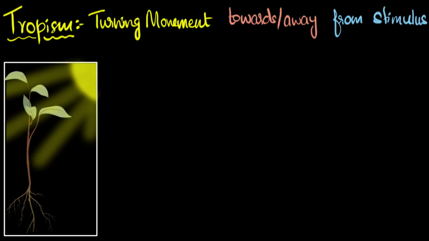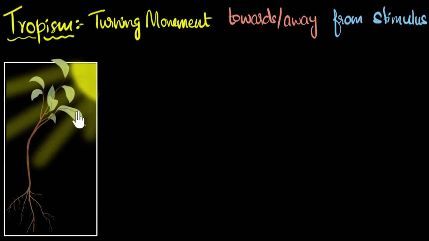If you take a plant and keep it in sunlight, you will see as time passes by, the plant will grow and the shoot will start bending towards the sunlight. This is tropism because notice the plant is moving, it's a kind of turning movement. It is moving towards the sunlight. So sunlight becomes the stimulus. So this is tropism. Similarly, if you look at the roots now carefully, you will find that the roots will start moving away from the sunlight. This is also tropism because this is also a turning movement which is moving away from the sunlight.